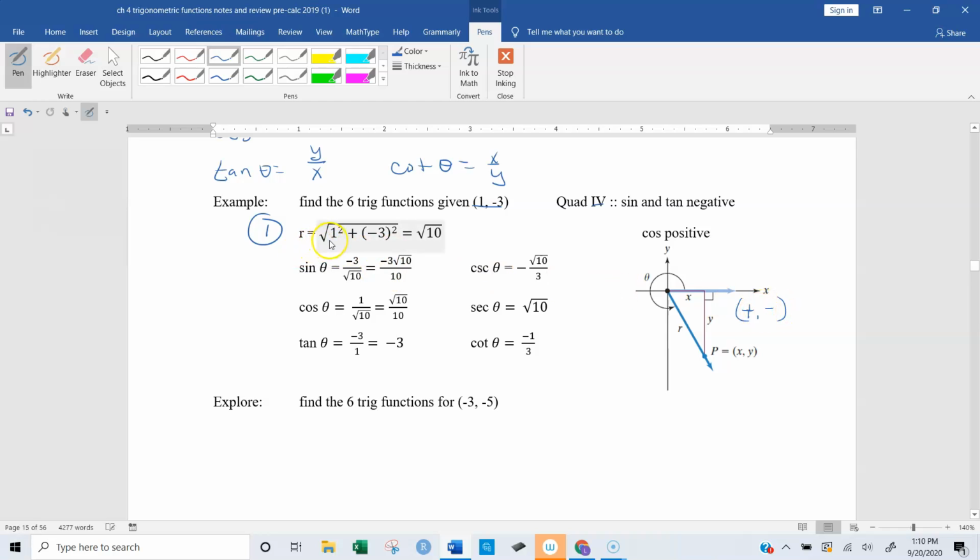So we're going to go through here and find the radius. So we have the radius is the square root of 10. Radius is always positive because it is the distance from the origin out, so it can't be anything else.